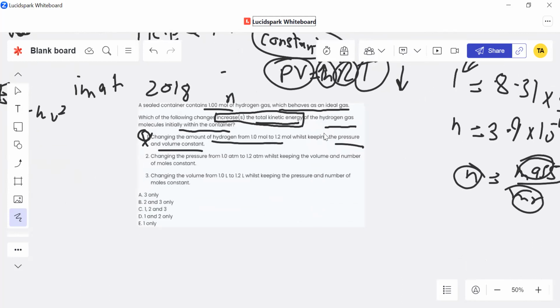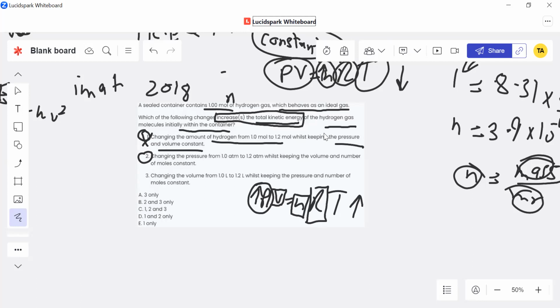So in two, they are saying that I change the pressure from 1 ATM to 1.2 ATM, and I keep the volume and number of moles constant. So I increase my pressure, I keep my volume constant, the number of moles also constant, and R is also constant. So all of these are constants. So when I increase my pressure, what would happen to my temperature? My temperature would also increase, right? So in number two, my temperature is increasing, so my kinetic energy would increase. Therefore, number two is right.